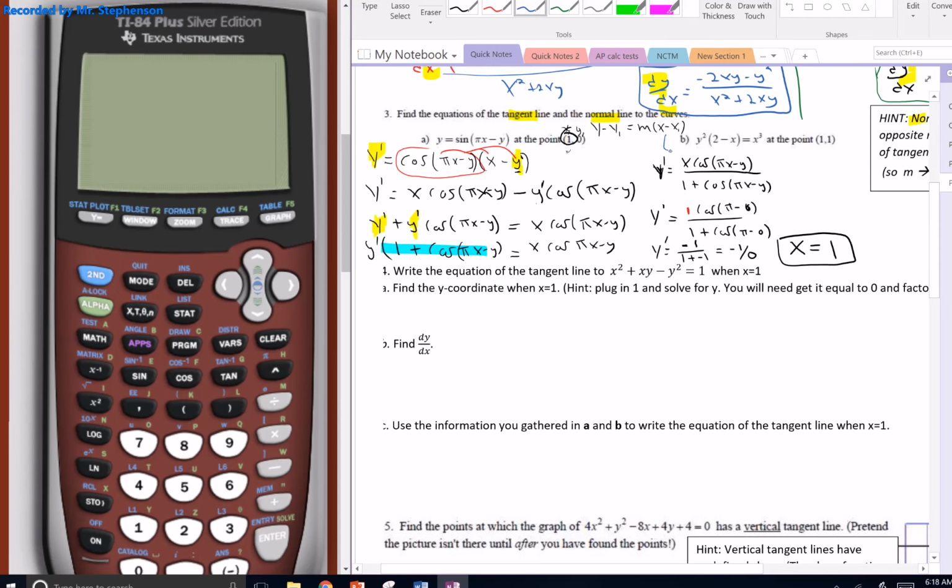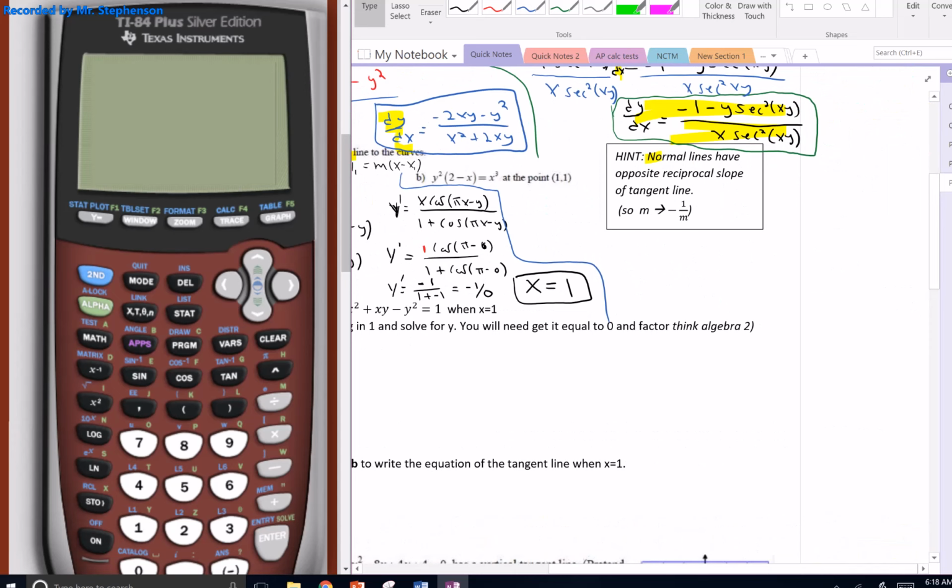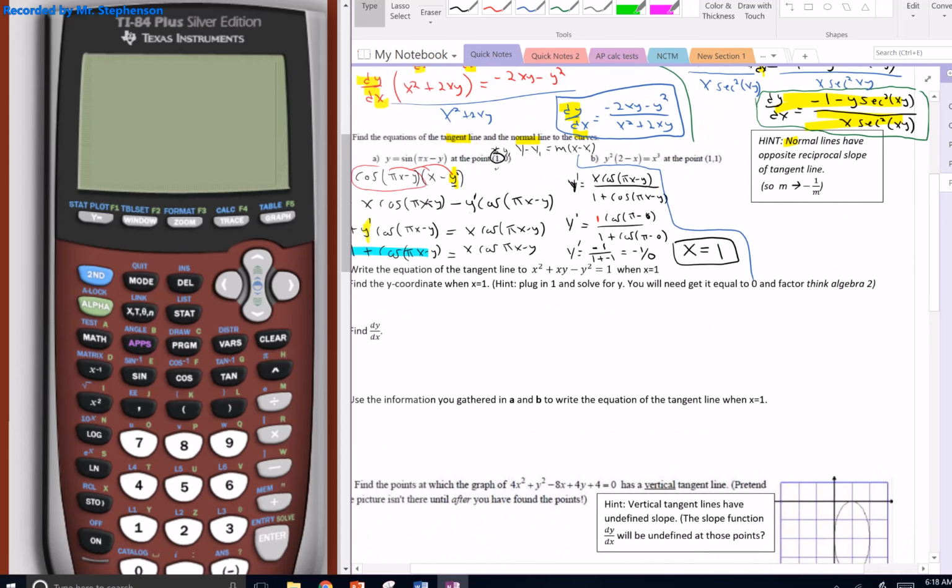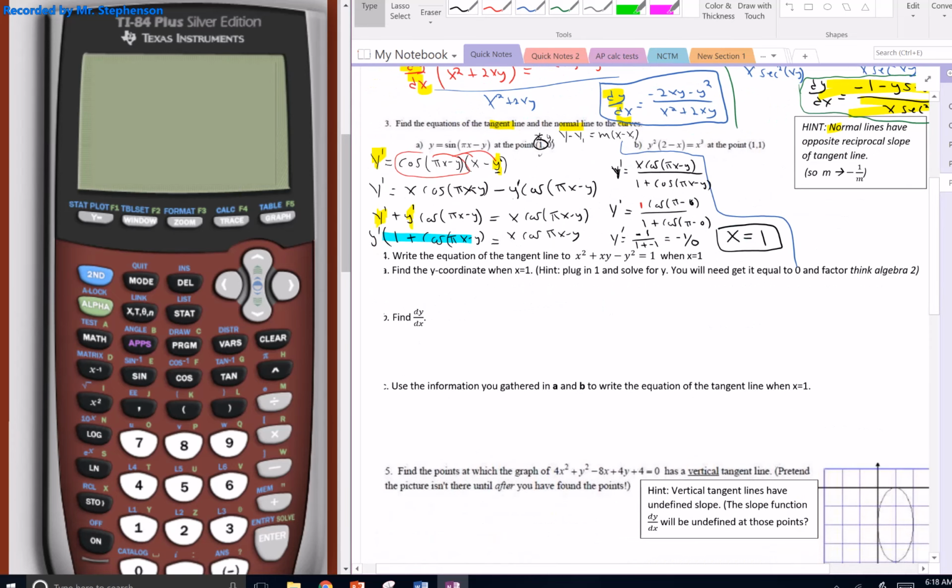All right, moving on to part B. We also want to write the equation of the normal line, right? So normal lines have opposite reciprocal slope. So remember, our slope was −1 over 0. What's the opposite reciprocal of −1 over 0? Is it not just 0 over −1?